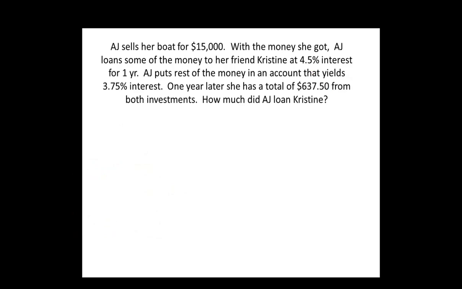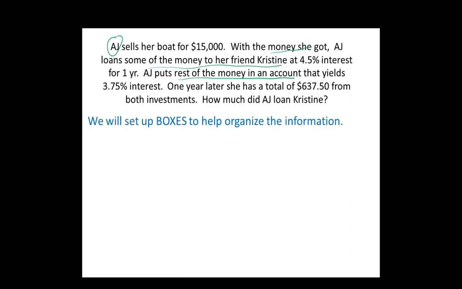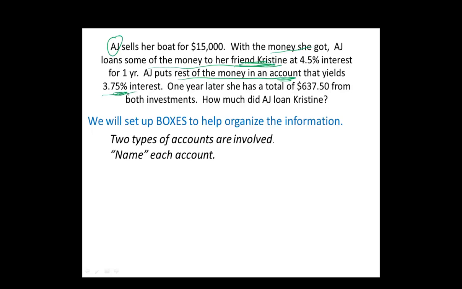Now here comes our first problem. We have a lot going on here. Notice that AJ is going to take her money and she's going to loan some to her friend Christine and put the rest in an account. We will set up boxes to help us organize the information. We see there's 2 types of accounts. So we're going to name those 2 accounts. Again, one of them is her friend Christine, and one of them is in the account which has 3.75% interest. So that's how we'll name the 2 accounts.